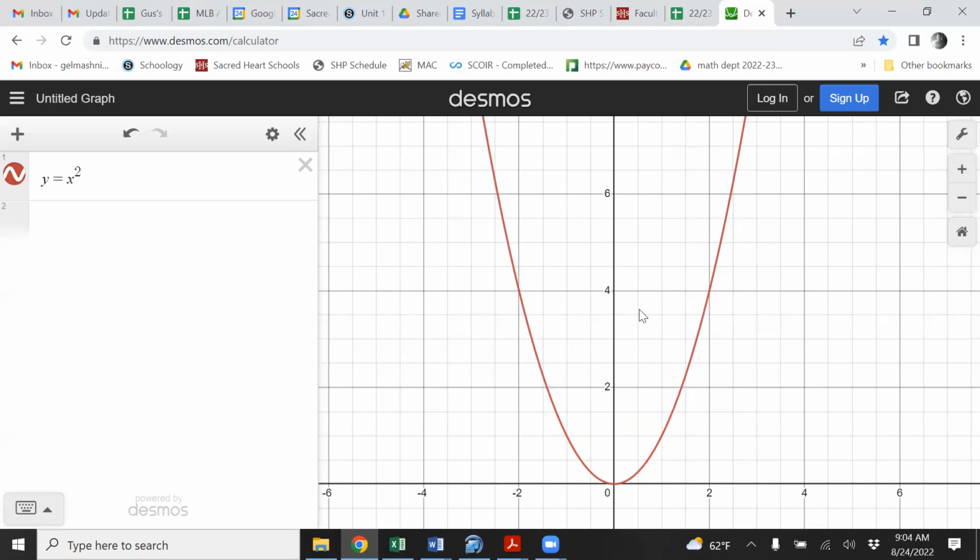For domain, consider restrictions such as denominators or square roots. Usually for domain, you have to consider restrictions such as denominators or square roots. For example, what if I switch this up now to y equals root x?